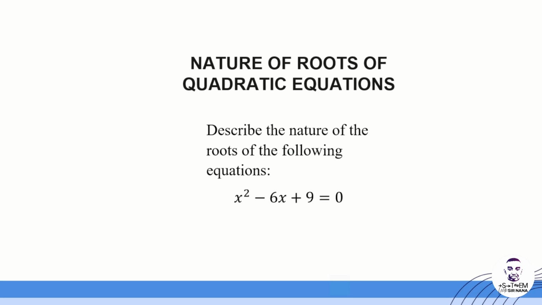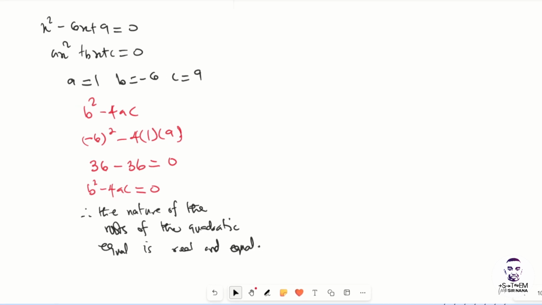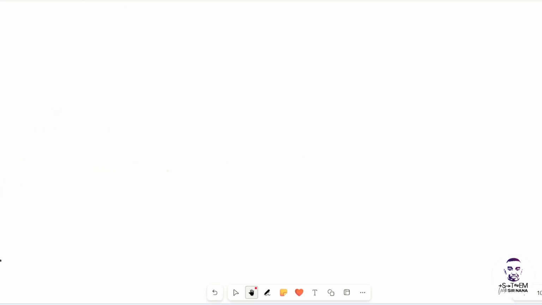Now let's consider another example. In this example, we are asked to describe the nature of the roots of the equation 2x squared minus 5x plus 3 is equal to 0. So in this case, the question given to us is 2x squared minus 5x plus 3 is equal to 0.